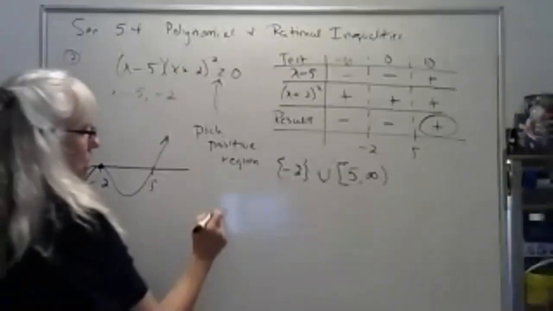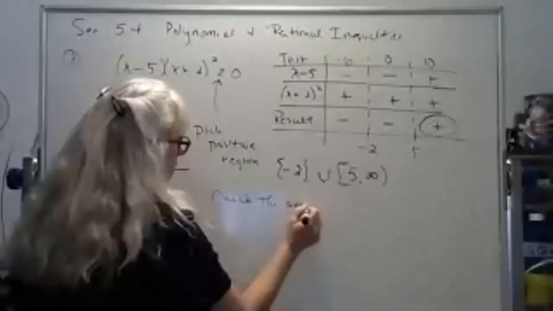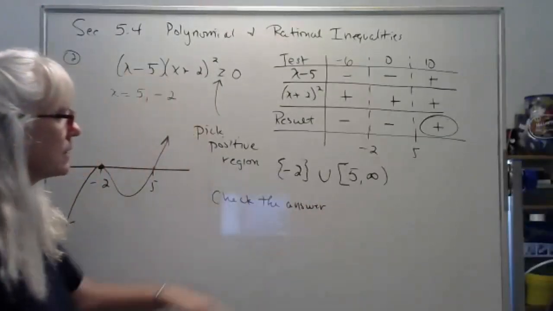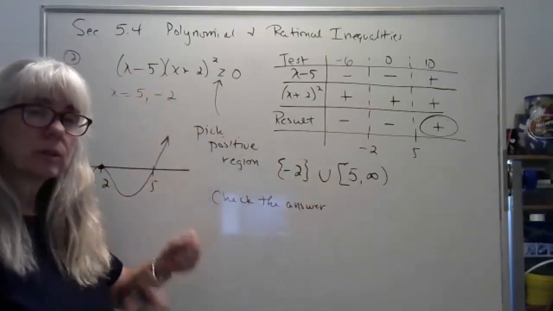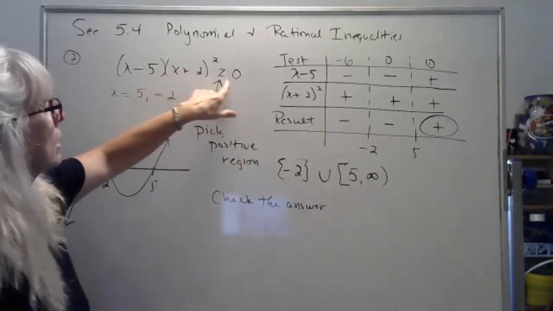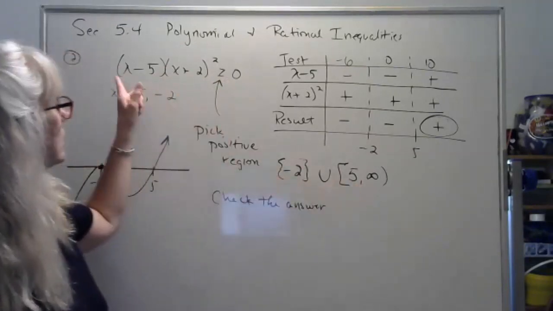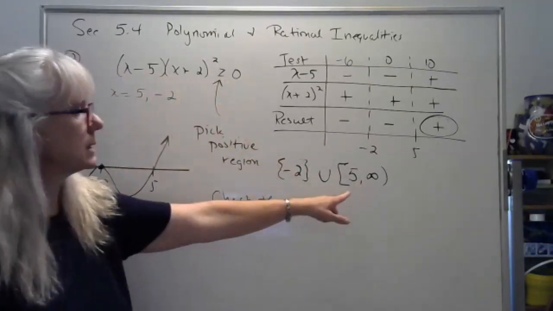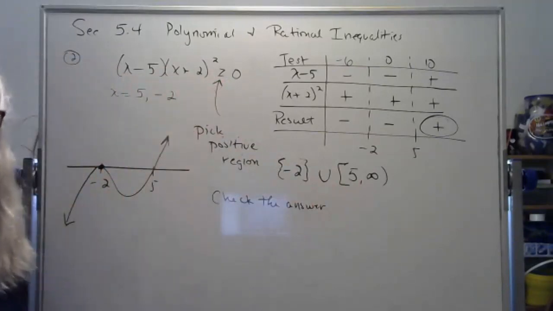So to get the bigger picture, notice that you could check the answer. In other words, you can pick anything that satisfies this answer, plug it in, and you'll get a true statement. So if I plug in a -2, I'm going to end up with 0 greater than or equal to 0, which is true. If I plug in a 5, I'll end up with 0 greater than or equal to 0. If I plug in a 6, I'm going to get some positive number that's greater than 0. So you can check the answers because we are back to solving things. Does that help?